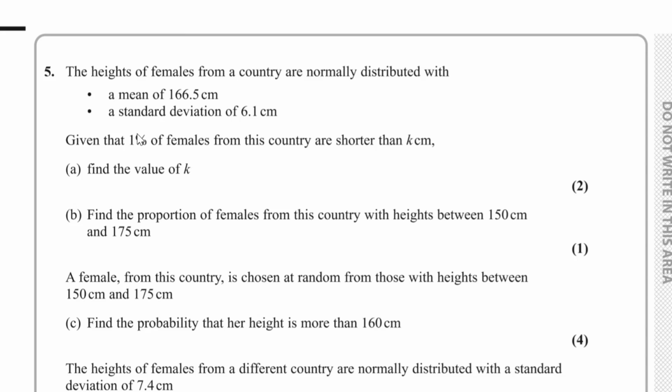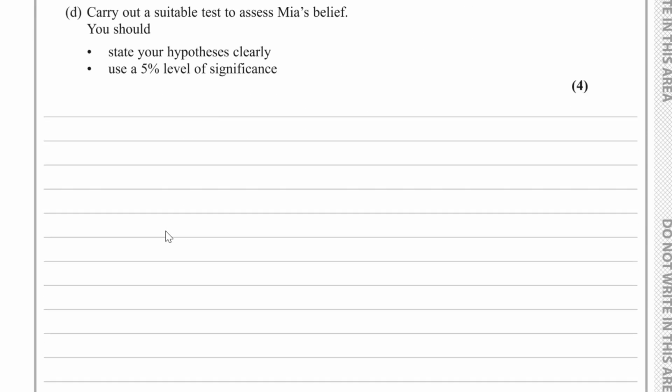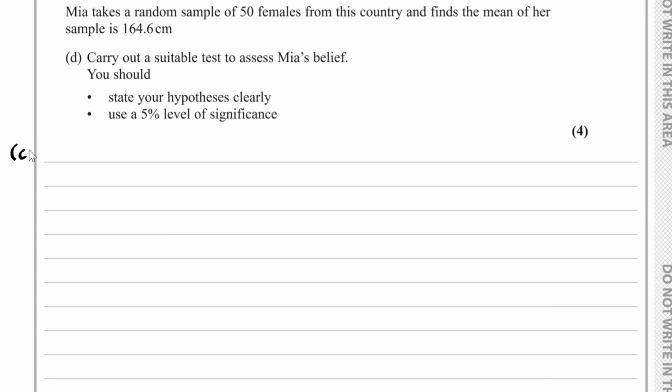Question number 5. The heights of females from a country are normally distributed with a mean of 166.5 centimeters and a standard deviation of 6.1 centimeters, and given that 1% of females from this country are shorter than k centimeters, for part A we have to find the value of k. Well, if we've got a normal distribution, for part A, we begin by letting the random variable F be normally distributed with parameters 166.5 and variance 6.1 squared.